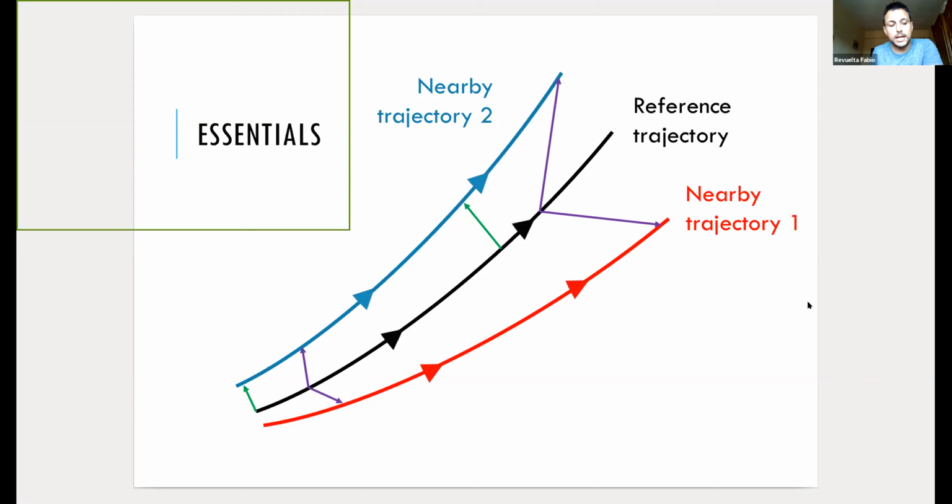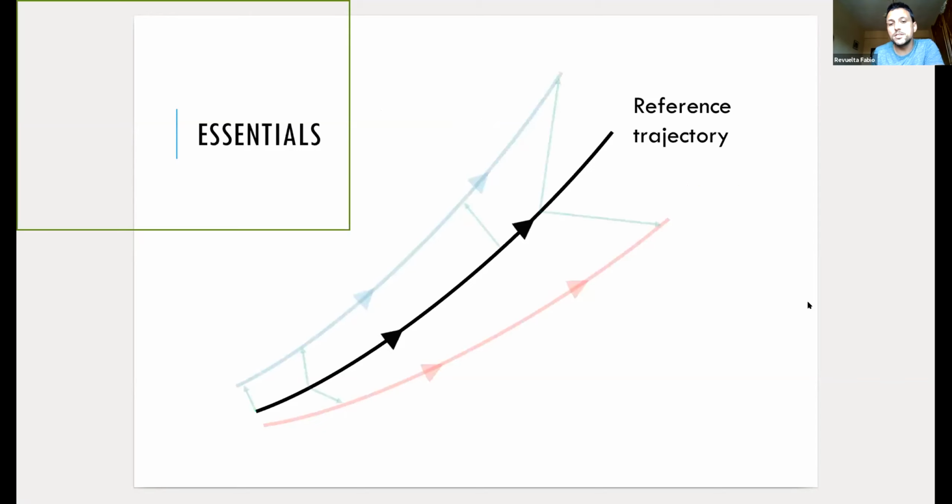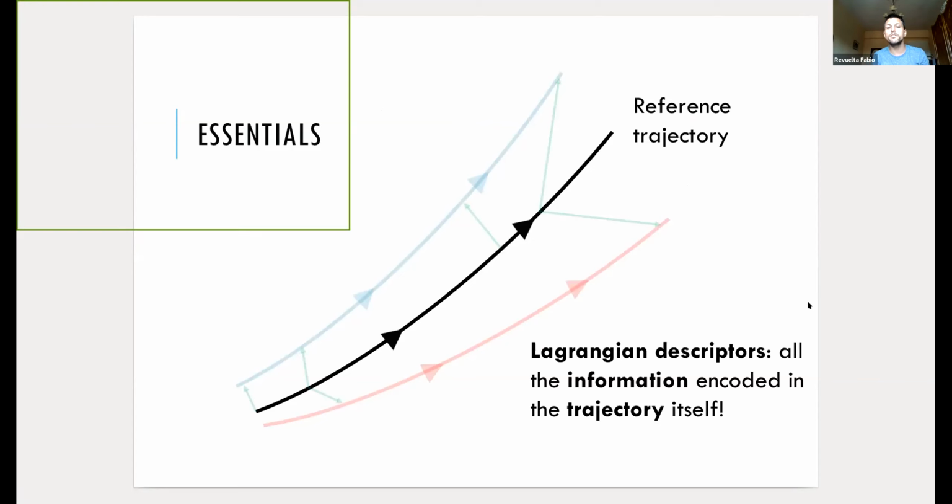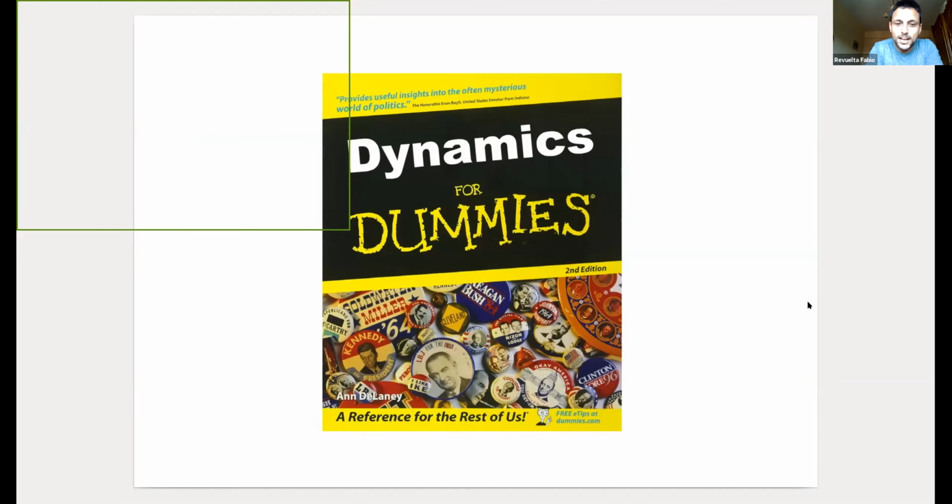Okay. So the interesting thing about Lagrangian descriptors is that you do not have to do that. You just have to run your trajectories, and that's it, right? All the information somehow is encoded in the trajectories themselves. So it's like dynamics for dummies. I mean, you do not have to know anything about chaos, nonlinear dynamics, or so on. If you know how to solve the equations of motion, you can use this tool.